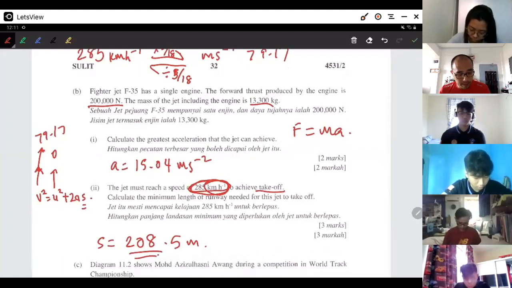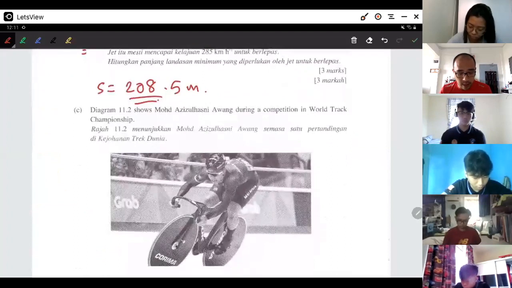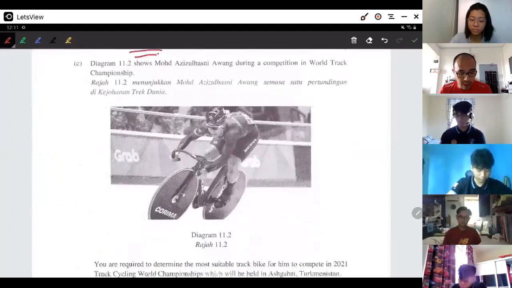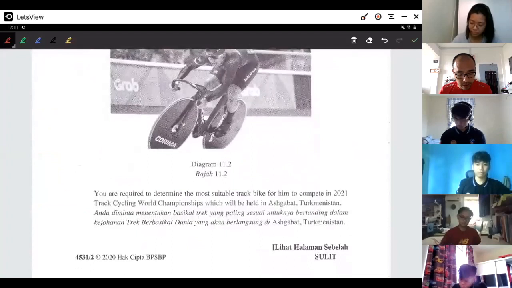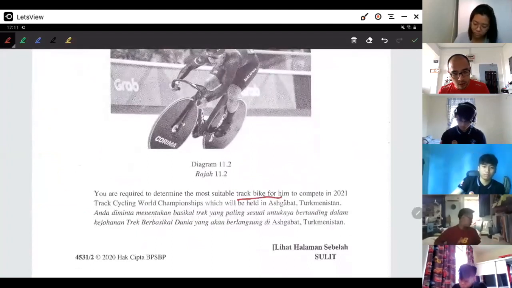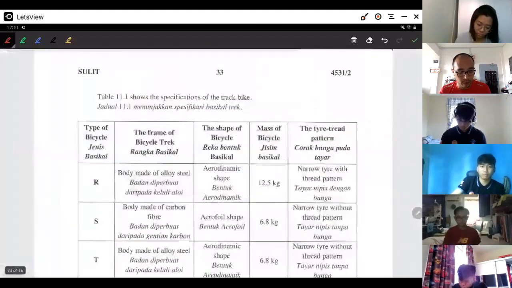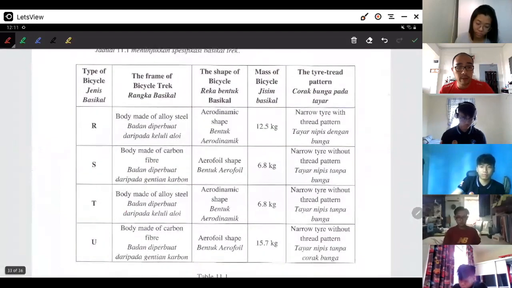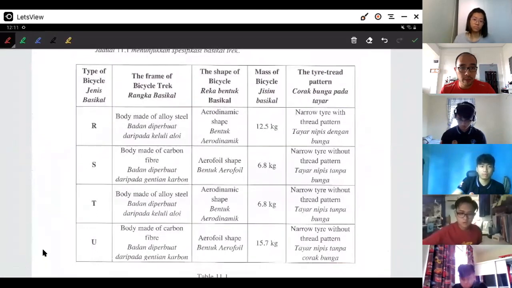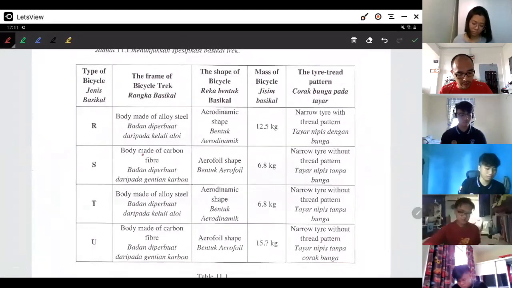Please check this lah. Okay, Azizul Hasni Awang, during a competition in World Track, you are required to determine the most suitable track bike. Okay, so the best bike for him. Okay, let's talk about this frame. What kind of frame should it be? Carbon fiber. Okay, why carbon fiber? Light. Ringan.